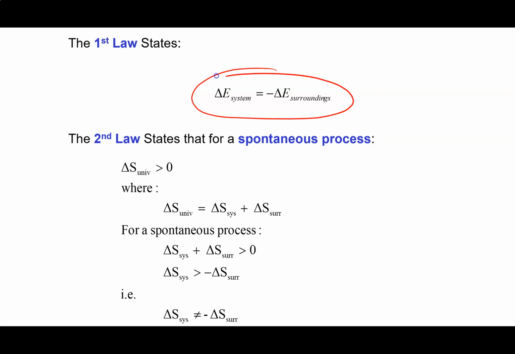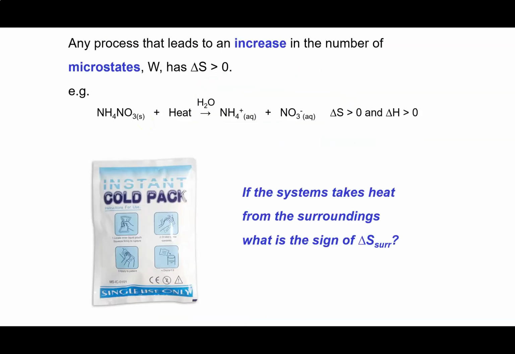So what we can see is that the change in entropy of our system is always greater than the negative of the change in entropy of our surroundings. But it is important to realize that the change in entropy of our system is not equal to the negative of the change in entropy of our surroundings. So it is different than what we see for the relationship with energy.